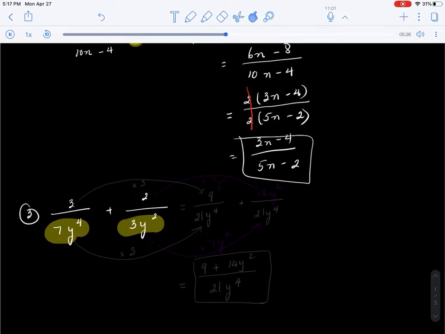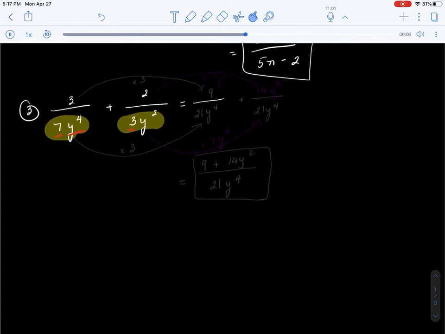What I want to do here is I always look at the 7 and the 3 first. What do 7 and 3 have in common? They have 21 in common. Then I look at the y squared and y to the fourth. I always take the highest exponent, so y to the 4th is in common. It's going to be 21y to the 4th.